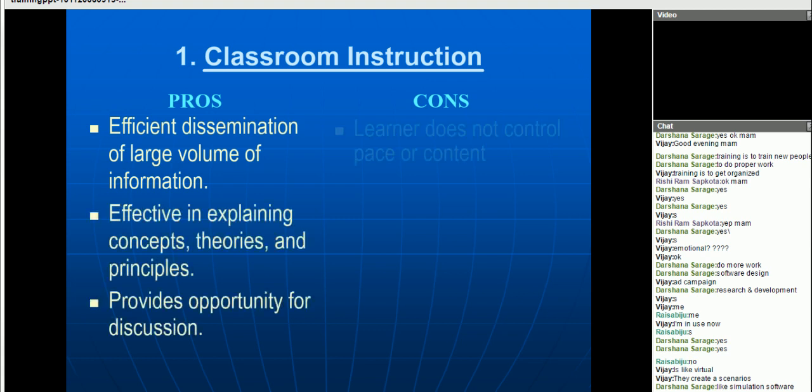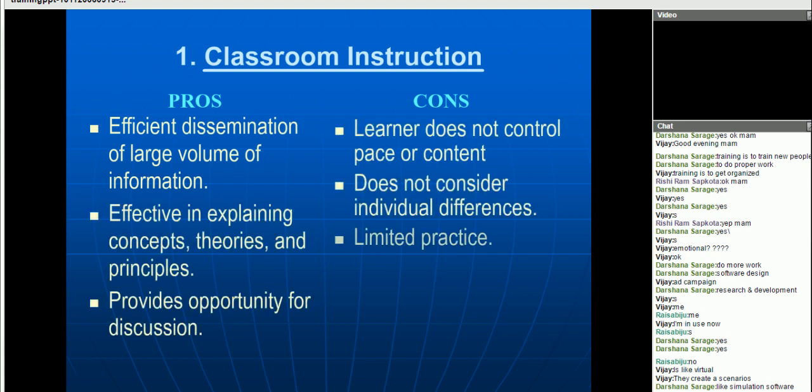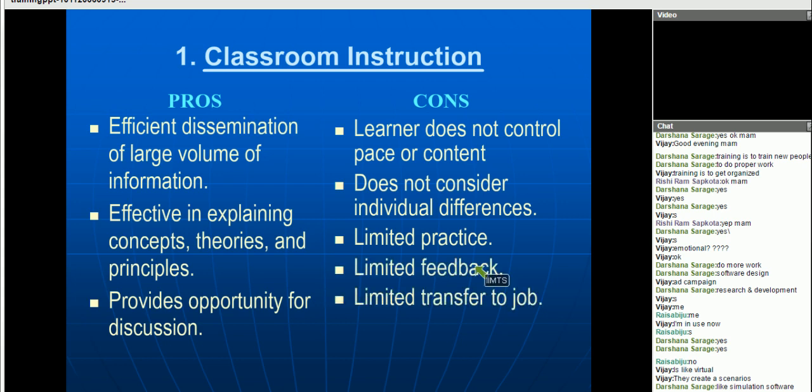Now what are the pros and cons of classroom instruction? Just a second.